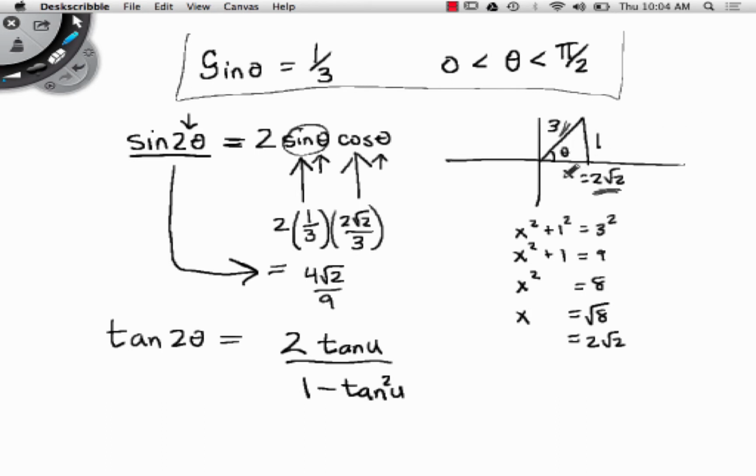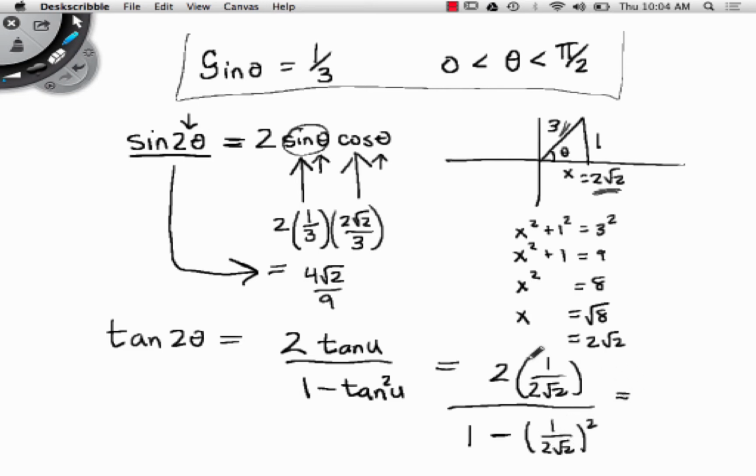What's the tangent of this angle here? It's 1 over 2 square roots of 2. So this becomes 2 times 1 over 2 square roots of 2, which is square root of 2 over 4. And this becomes 1 minus 1 over 2 square roots of 2, squared. Do you see that the 2's divide away here? So I'm left with 1 over square root of 2 on top, and 1 minus on the bottom.